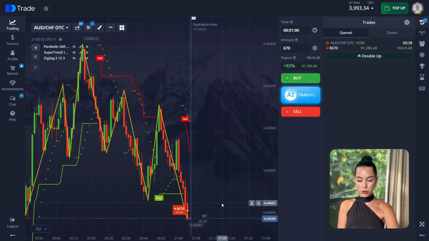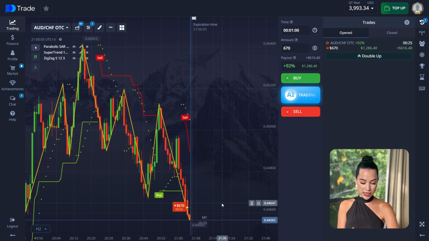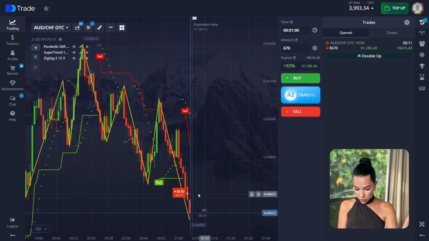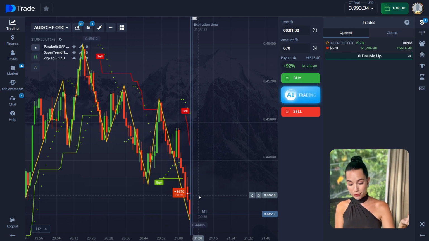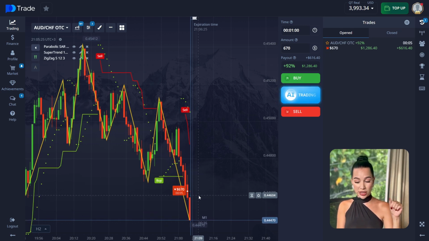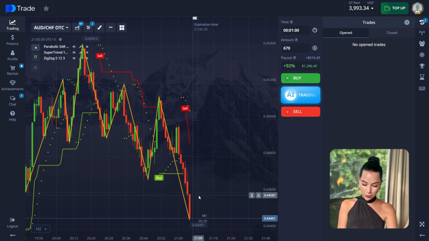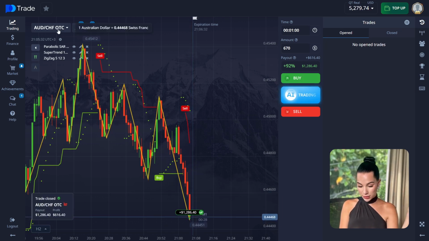So in 1 minute, I'm sure we're going to close this trade. As you can see, the downward trend is going pretty well. For example, for 4 minutes, I would not open a trade here because it could reverse if we open it for 4 or 5 minutes. But for a short expiration time it is absolutely perfect timing. So it's 2 seconds, 1, and we closed this trade as well, guys. It was really easy.